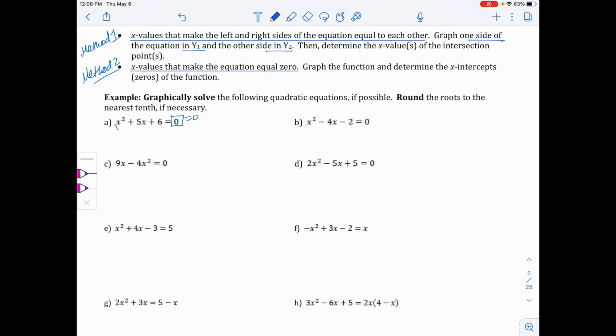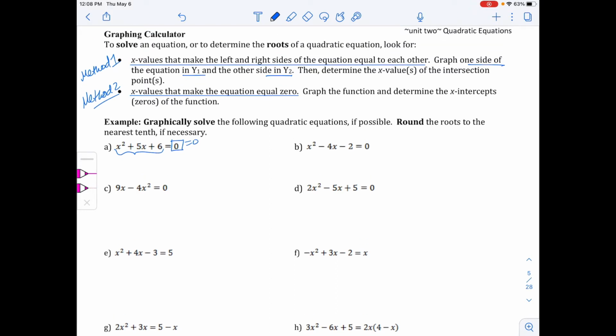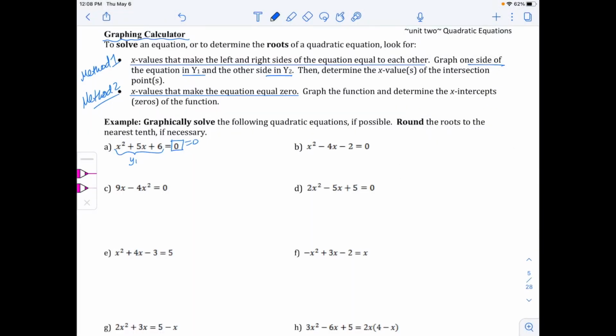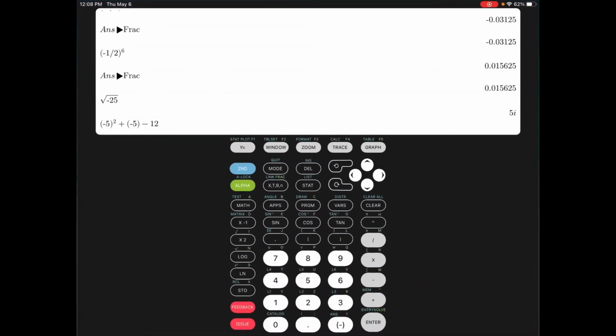So what we're going to do is enter this in our graphing calculator. This is all graphing calculator stuff, okay? We're doing graphing calculator work in this lesson. So I'm going to enter this into my graphing calculator as a y1 equation. Okay, so let's just go in and do that right now, into our TI-84 here.